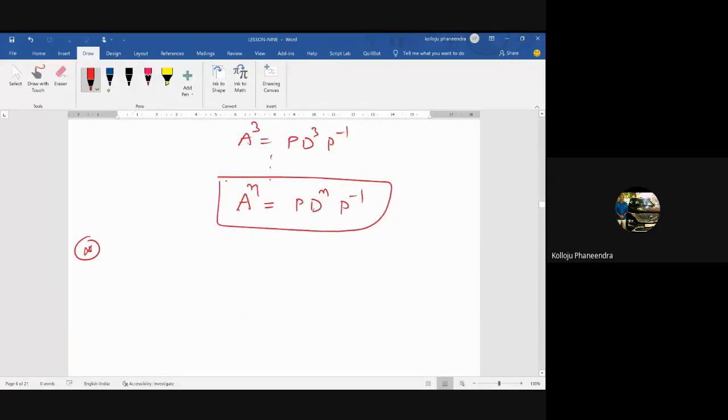First problem: reduce the matrix A equal to [-1 2 -2; 1 2 1; -1 -1 0] to the diagonal form.